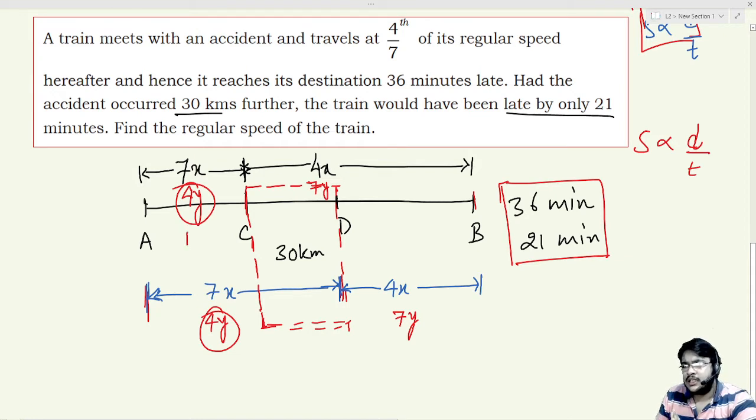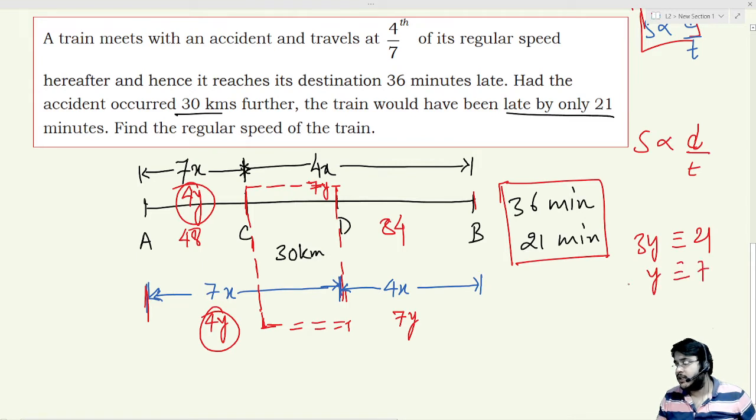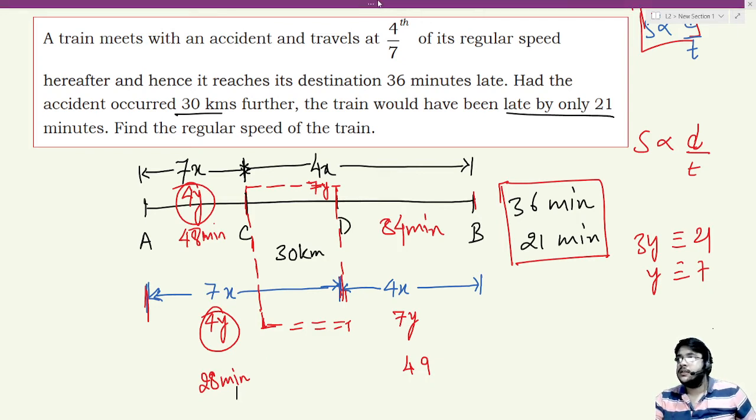How much time? Initially it was 48 and this was 84. Your task is to do the same thing for the next case, which is 7y minus 4y, that is 3y. 3y basically corresponds to 21, y basically corresponds to 7. So now I know 7 sevens are 49, so this is going to be 49. And what is this? Minute. Okay, all of these things are in minutes, and 7 fours are 28 minutes. I hope this is visible.